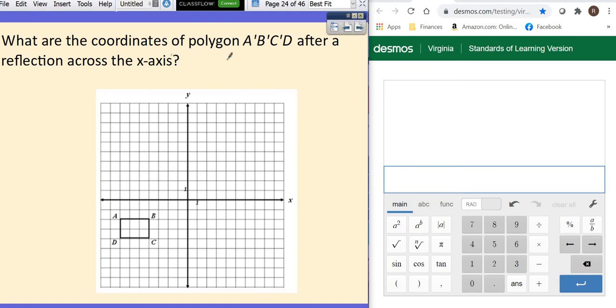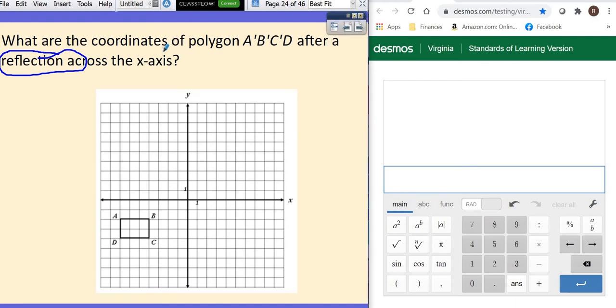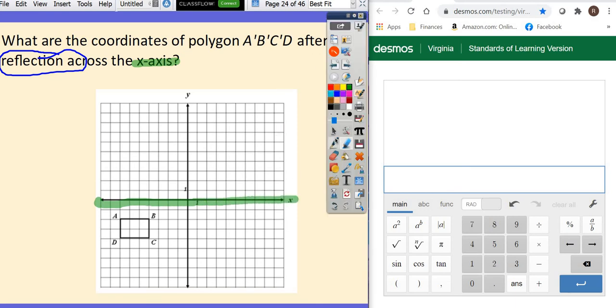Right here it says, what are the coordinates of polygon A prime, B prime, C prime, D prime after a reflection across the x-axis? The first thing I do is highlight the axis it's talking about, because otherwise I always tend to make mistakes. This is the x-axis right here. So that's the one that we are going to move over.